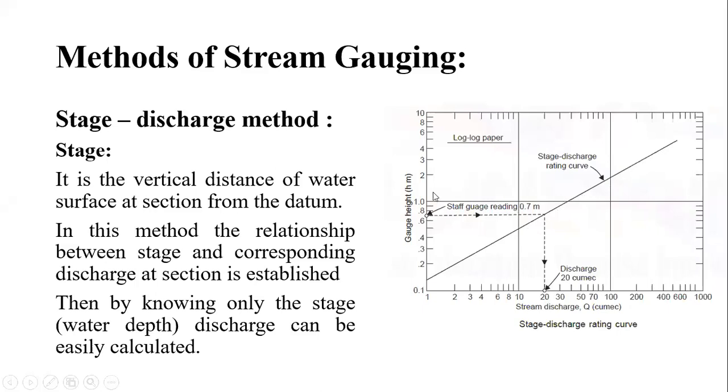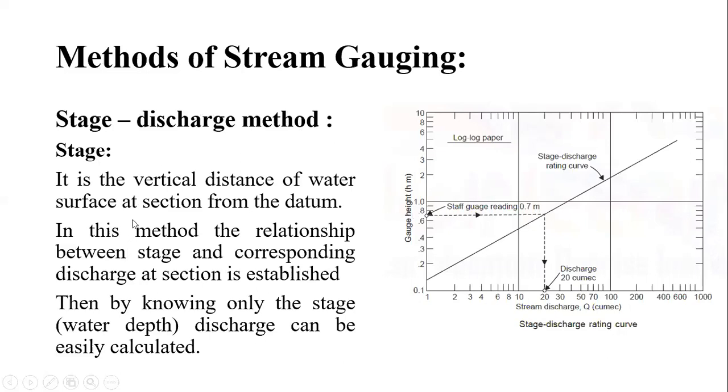whatever may be the height of the water, suppose the height is 2 meters, the corresponding discharge we can easily calculate. So for 2 meters, somewhere here, we can say that near about 100 cubic meters per second is passing through the particular river. Similarly, suppose 0.2 is there, so 0.2 nearly matches 2. It means that for 0.2 meter of water depth, 2 meter cube per second is the discharge passing through that particular section or river. So this is about the stage discharge method.